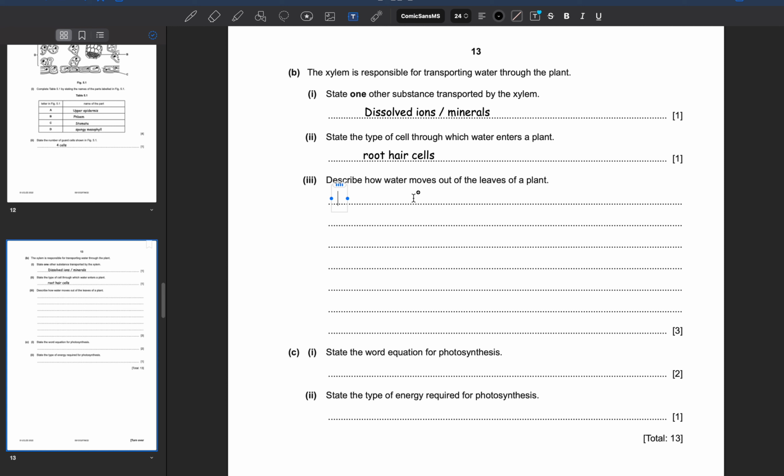Describe how water moves out of the leaves of a plant. Of course, as we said, this is a description question. I have to write in a paragraph and describe what is happening. So describe how water moves out of the leaves of a plant. This process is called transpiration. We can say by transpiration.